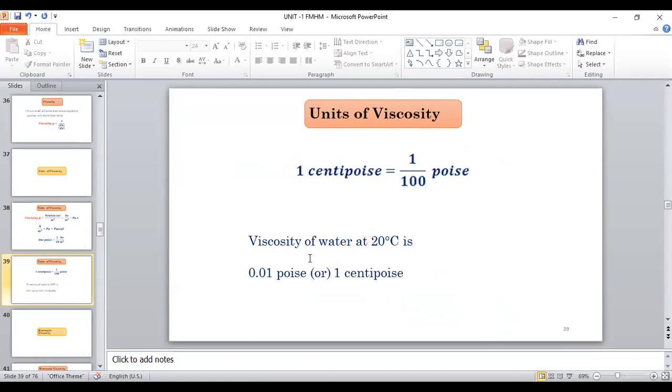This is the viscosity of water at 20 degrees centigrade. Mostly in problems it will be given as 0.01 poise or 1 centipoise. As I said, 1 centipoise is equal to 1/100th of poise, which you can write as 0.01 poise.